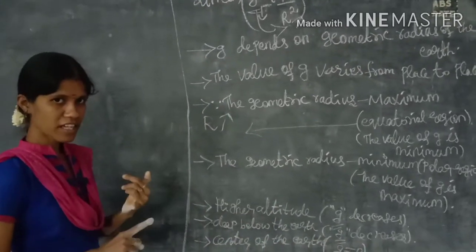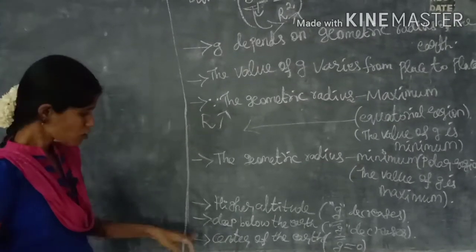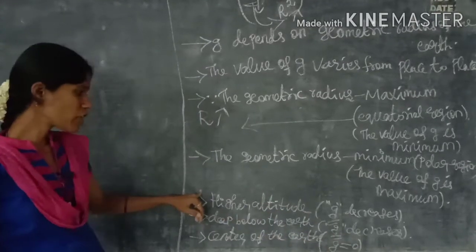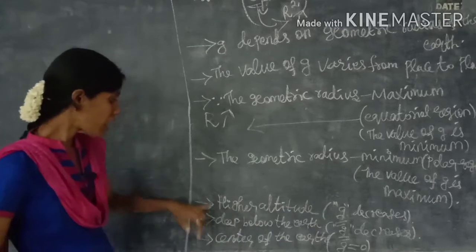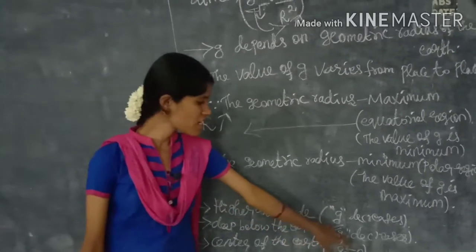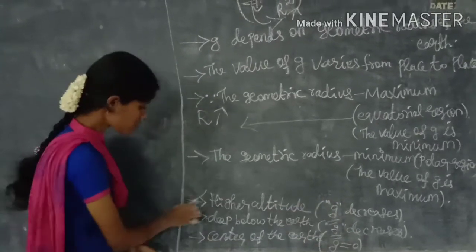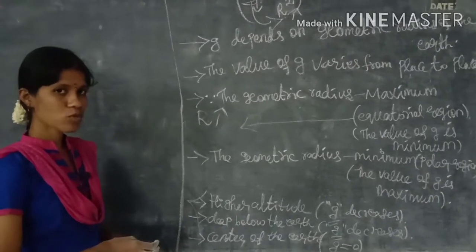One is the center of the earth, another is above the earth, and another is below the earth. At the center of the earth the value of g is 0. Above the earth, at higher altitude, the value of g decreases, and also below the earth, below sea level, the value of g decreases. These two cases will be discussed briefly in your higher classes, that is 11th and 12th classes.